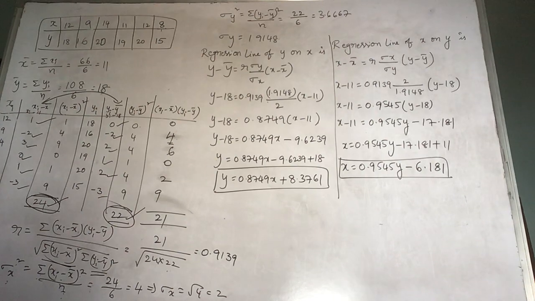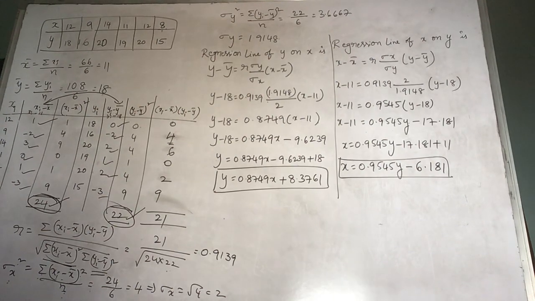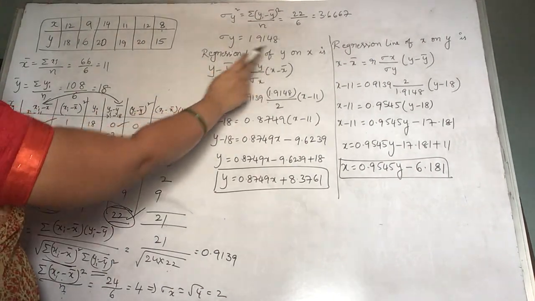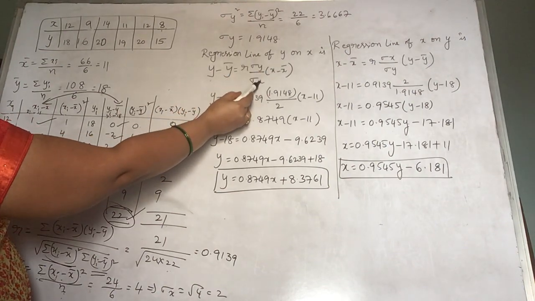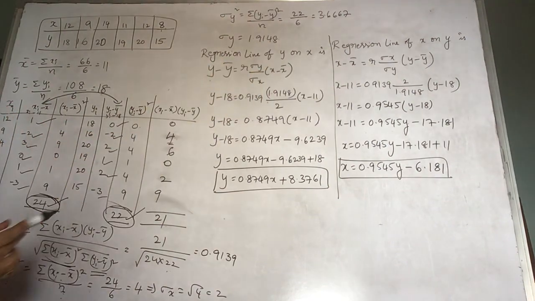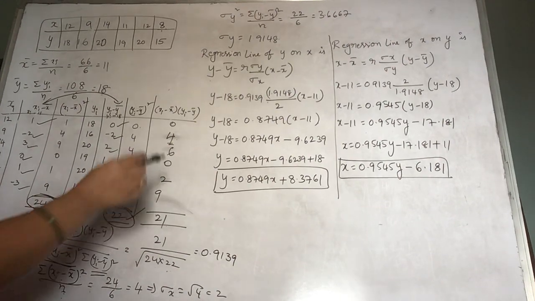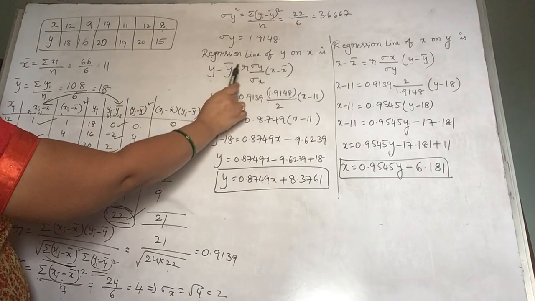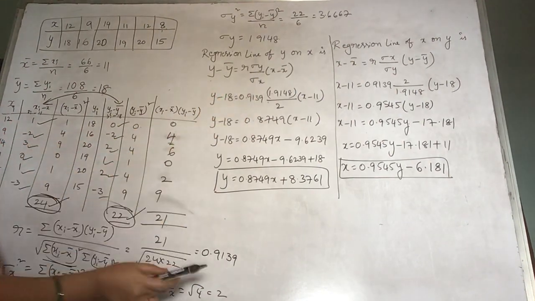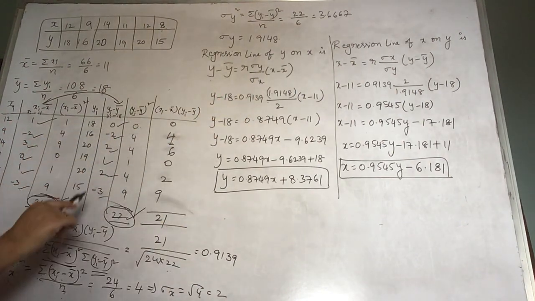Now we form the regression lines. The regression line of y on x is y minus y bar equal to r into sigma y by sigma x into (x minus x bar). Now we substitute all the calculated values: x bar, y bar, r, sigma y, sigma x. We have to substitute all the values, and we get a regression line.